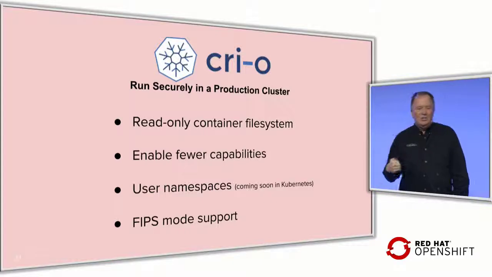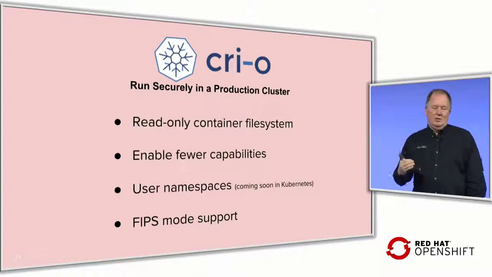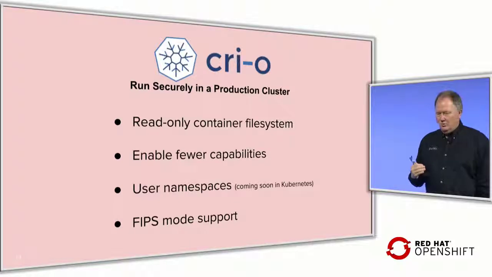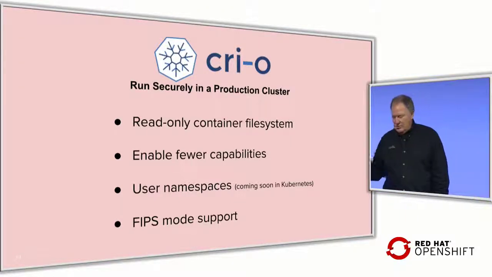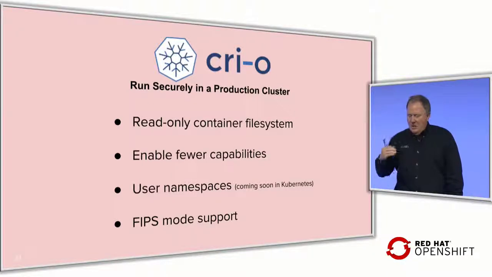But we also want to add security features to CRI-O to make running containers in production more secure. I personally believe that all containers in production should be run as read-only. You don't want your containers writing to /usr. As an example, we want to enable fewer capabilities. Again, as I showed you earlier in Podman, the list of capabilities that we allow by default.